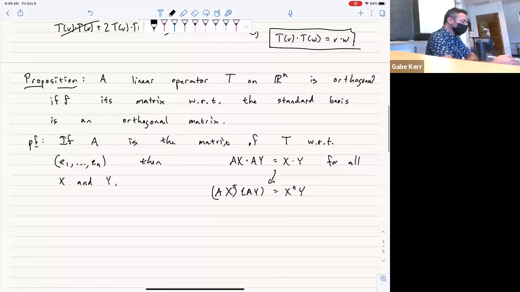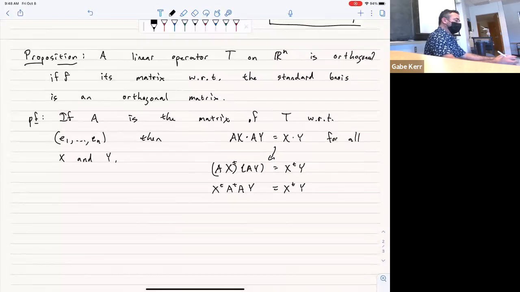And then the transpose is anti-symmetric, so we can expand this out. We get X transpose A transpose A Y. And now we can put this in parentheses, we get some matrix here. And so the question is, what matrices can we put in between any two X and Y and get this equation? The answer is only the identity.